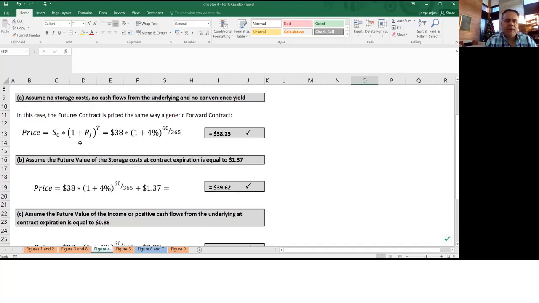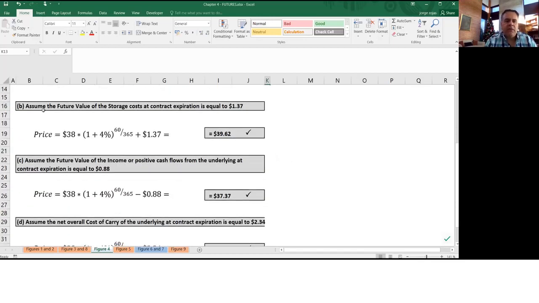So this is basically like a forward contract with no cost of carry whatsoever. So in this case, the arbitrage-free price is simply the price of the asset today, capitalized at the risk-free rate to the time of expiration, which is 60 days. And this will give us a correct price of the contract of $38.25.